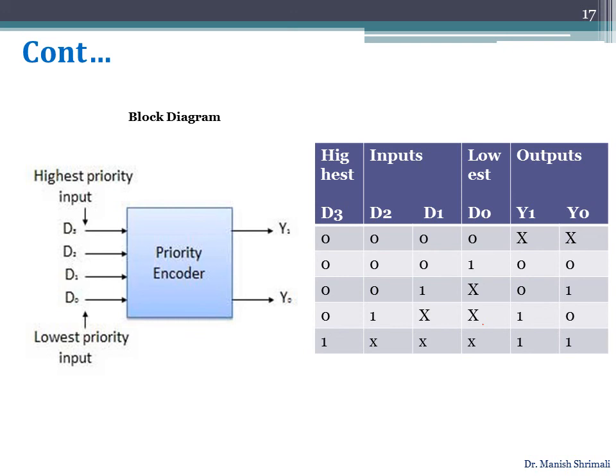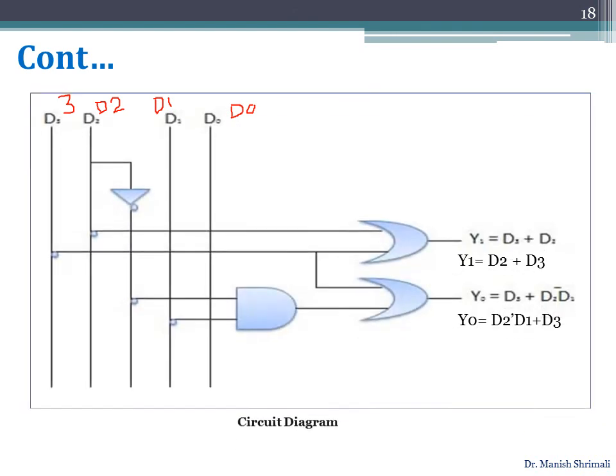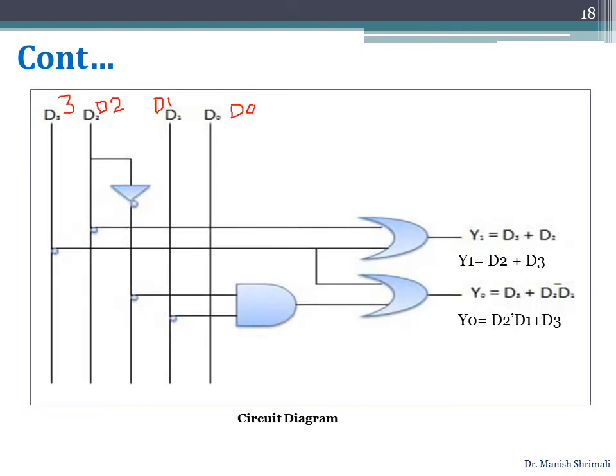So depending upon this truth table, we have the circuit diagram as shown. Here you can see that Y1 we get as a result of D2 plus D3. So this is an OR gate and this is a NOT gate. There are 2 inputs coming in to this.